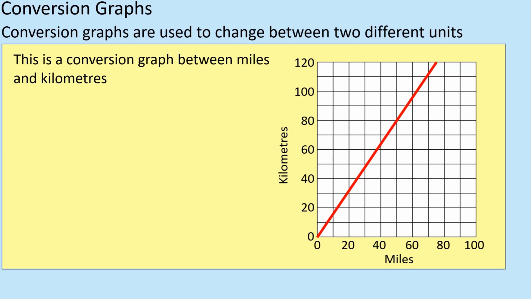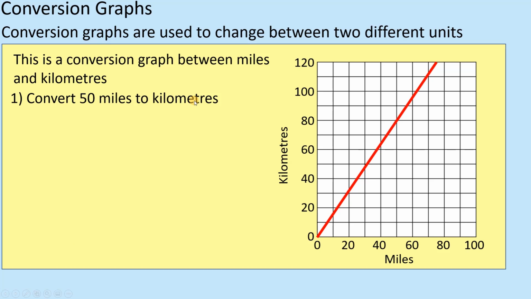All right, so this is a conversion graph between miles and kilometers. Here you can see a graph going up, with miles along the bottom and kilometers going up the side. So how do we use them? What's the purpose of them? What we're looking at is essentially just reading the line.